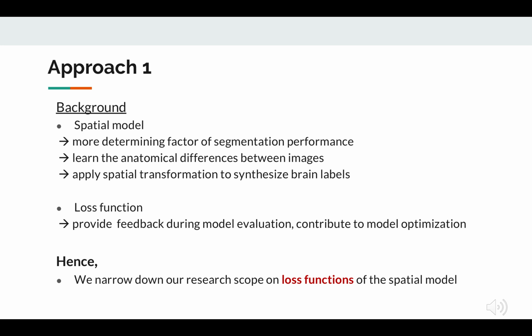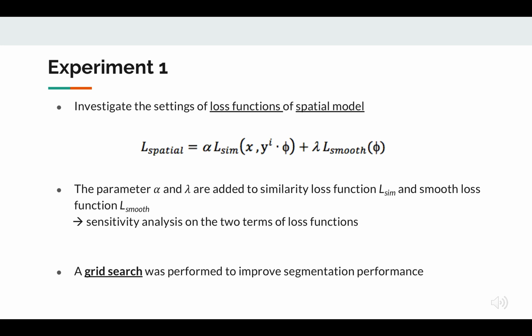Hence, in our first experiment, we narrowed down our research scope and focused on investigating the loss functions of the spatial model. The parameters alpha and lambda are added to the similarity loss function and the smooth loss function. We wanted to perform sensitivity analysis on the 2 terms of the loss function. A greedy search was performed. By studying the 2 loss functions, we aimed to improve the segmentation performance, generating more accurate segmentation labels.